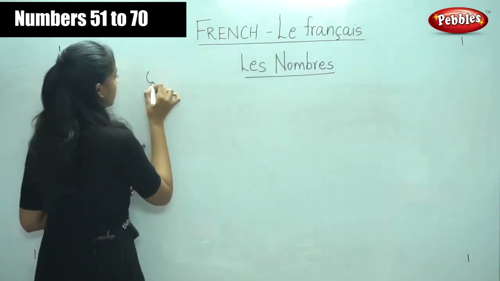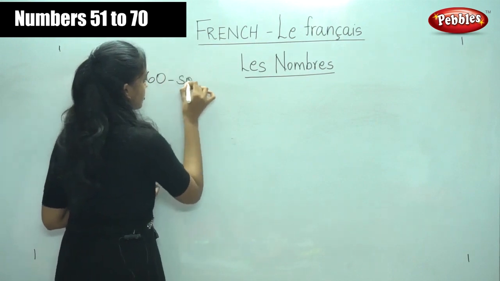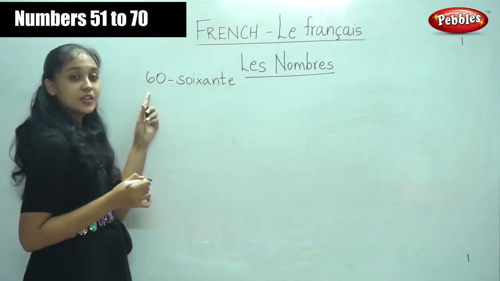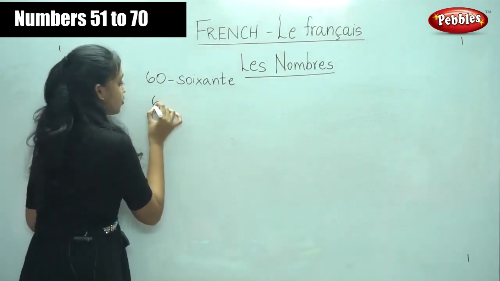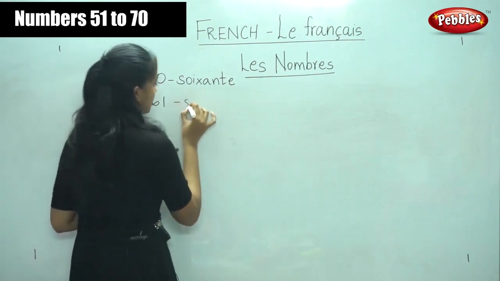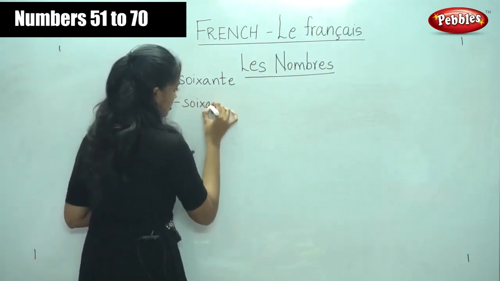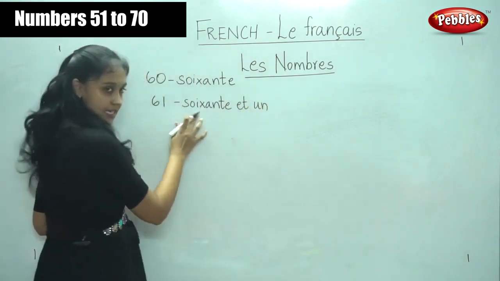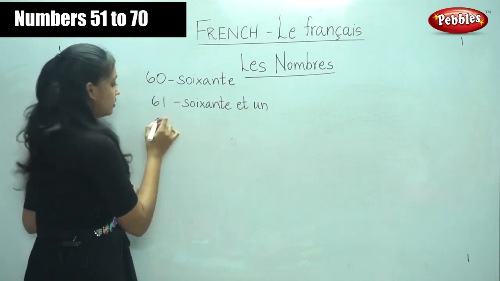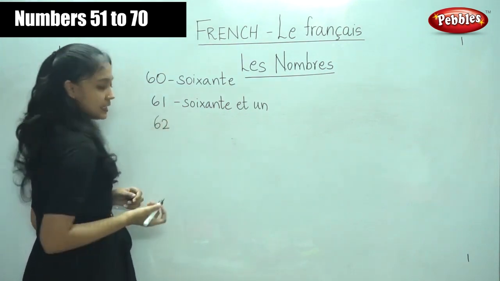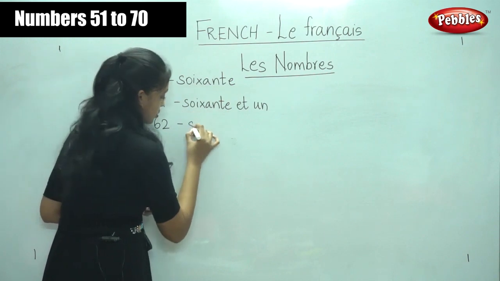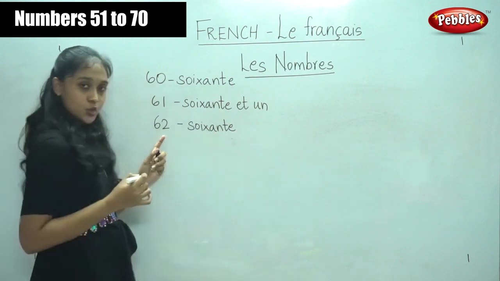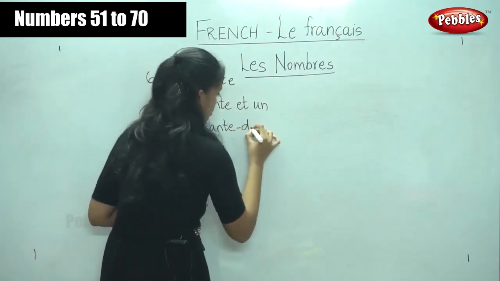So first we will write for 60. So now, can you guess what we would write for 61? It is 61. 60 and 1. For 62, it is similar to that. 60 for 60, and for 2 it is the same. 62.